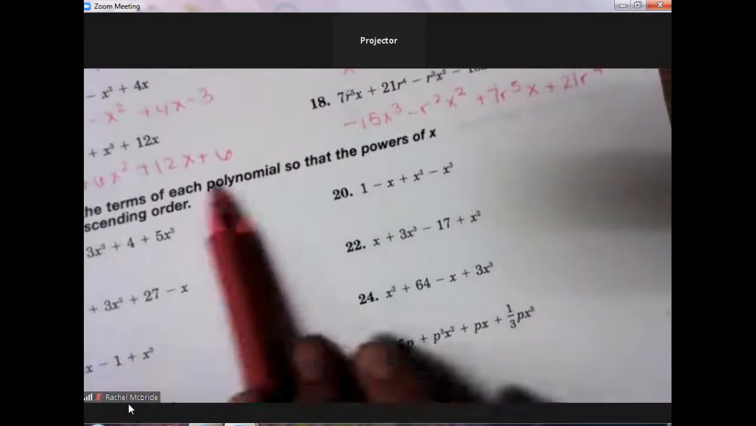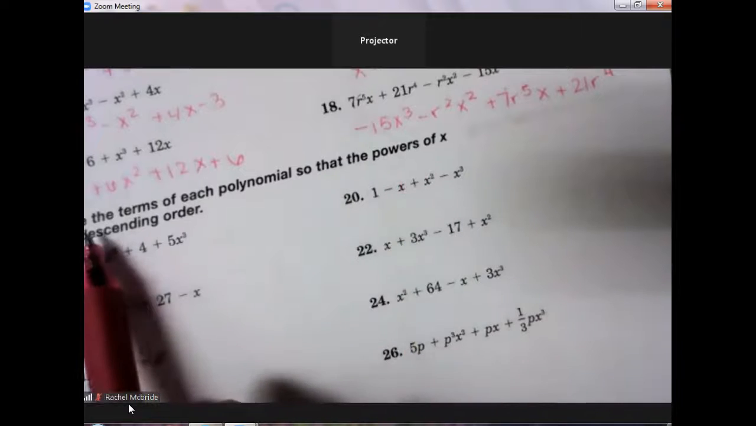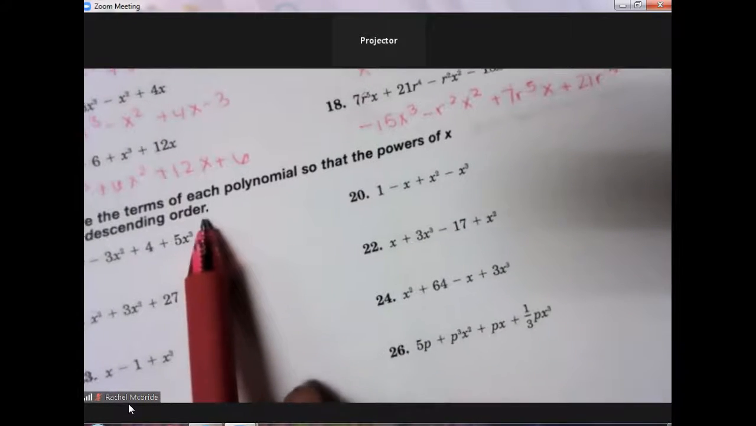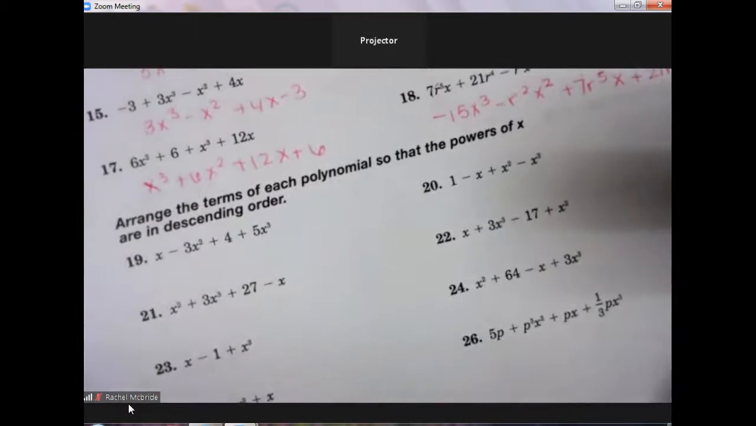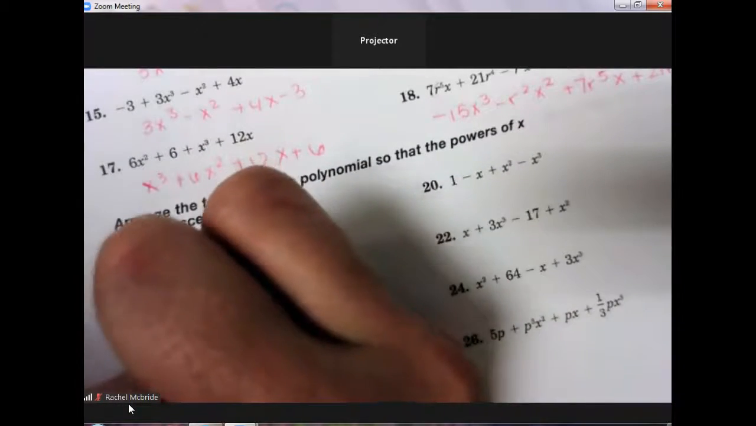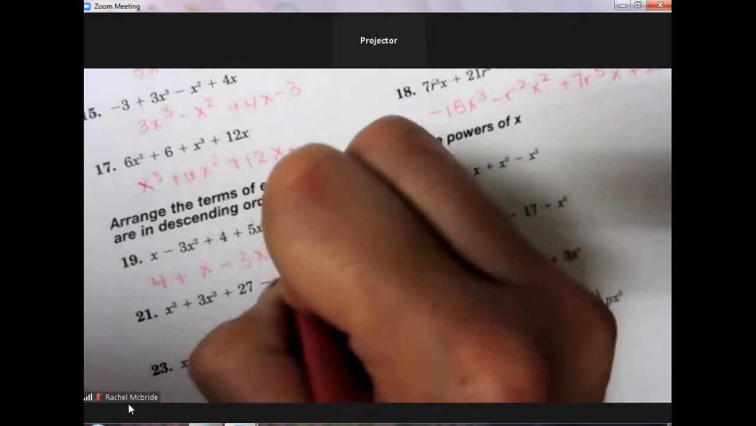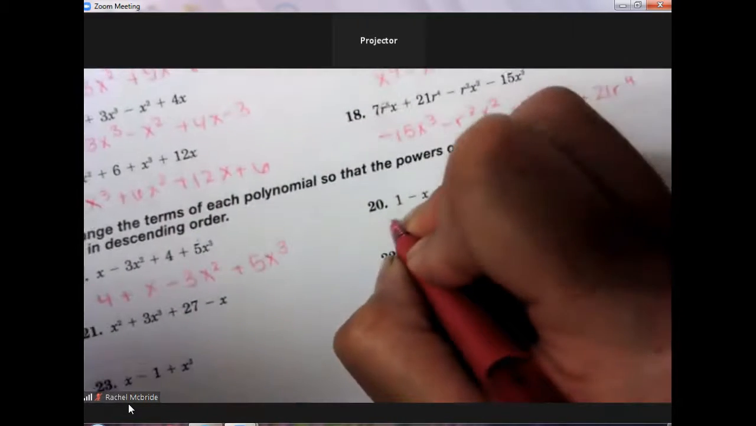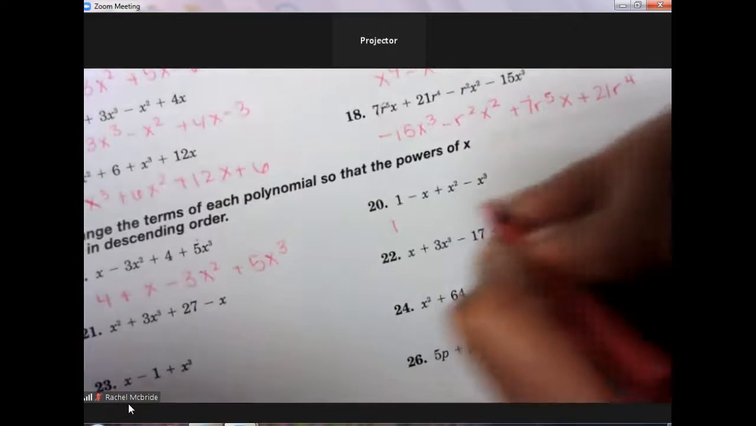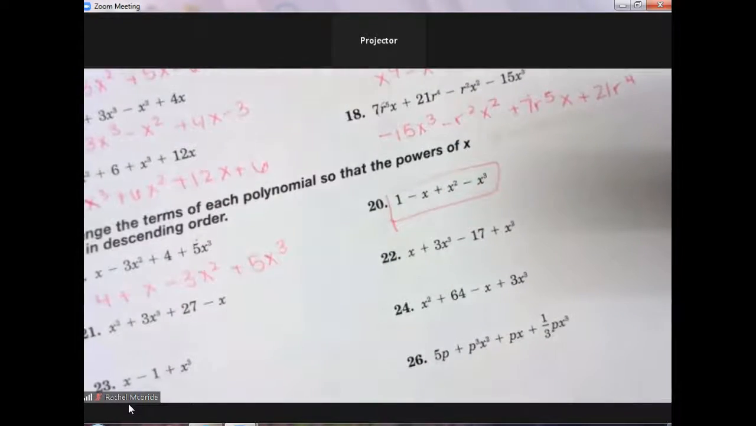Okay, and then same with down here, arrange the terms of each so that they are in ascending order. So now that's the opposite. You're going to start low and get big. So you'd go 4x, negative 3x squared plus 5x cubed. Here you would start with your constant again, so it would be exactly in the order that it is given.